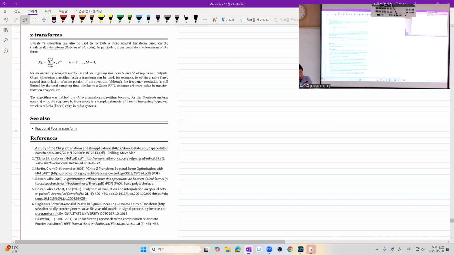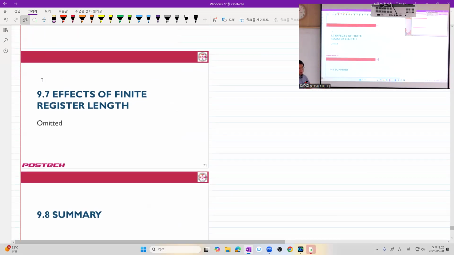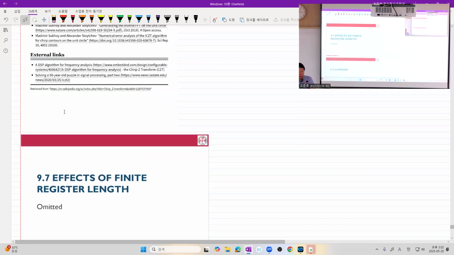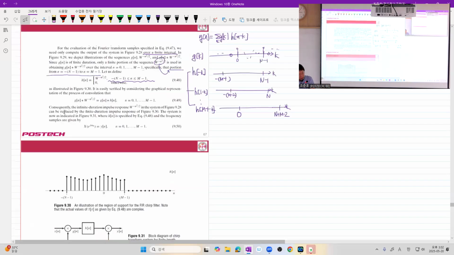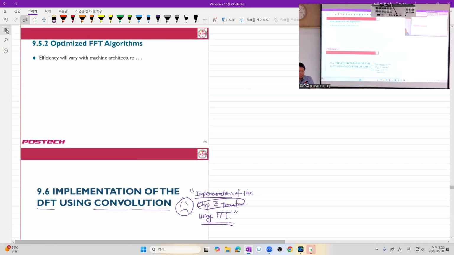Got it? Okay, I'm almost finished. So they also talk about the effect of finite register lengths, and so on, but let me omit that. But just remember that our textbook was very carefully written to reflect all the important facts to be considered at the time the book was written. Got it? Okay, I believe I've done chapter 9.